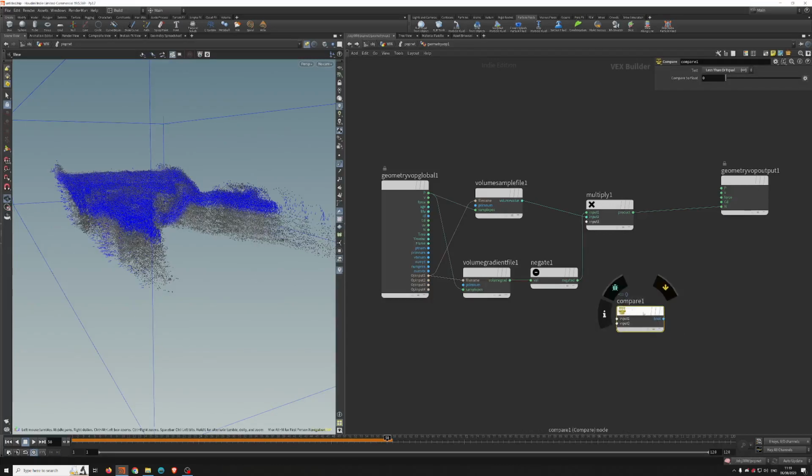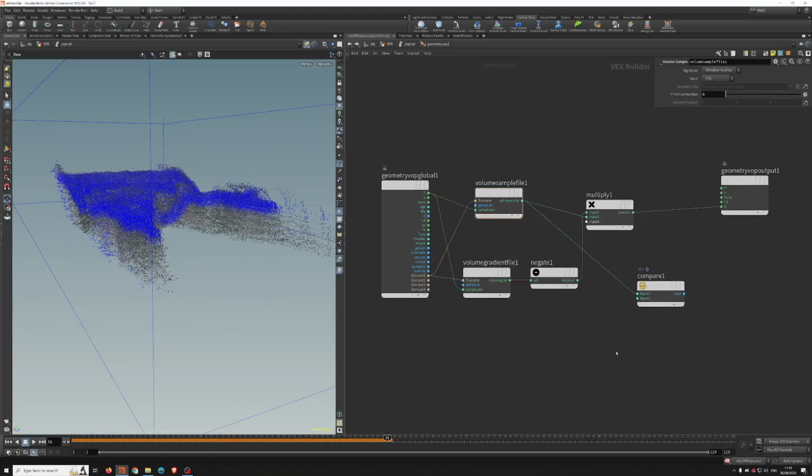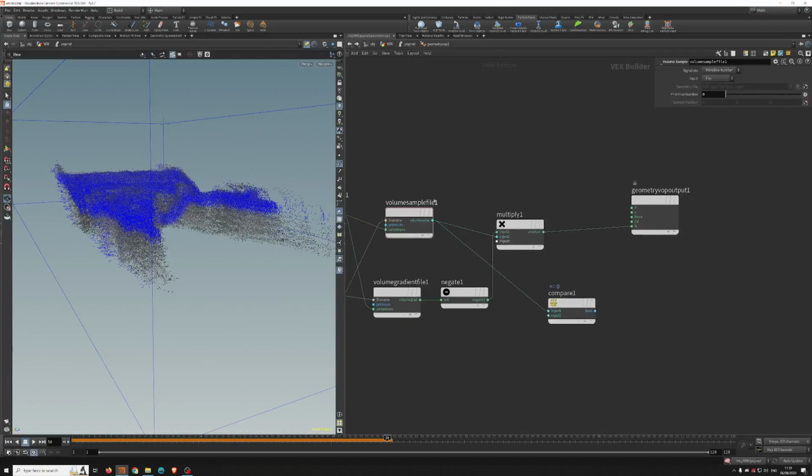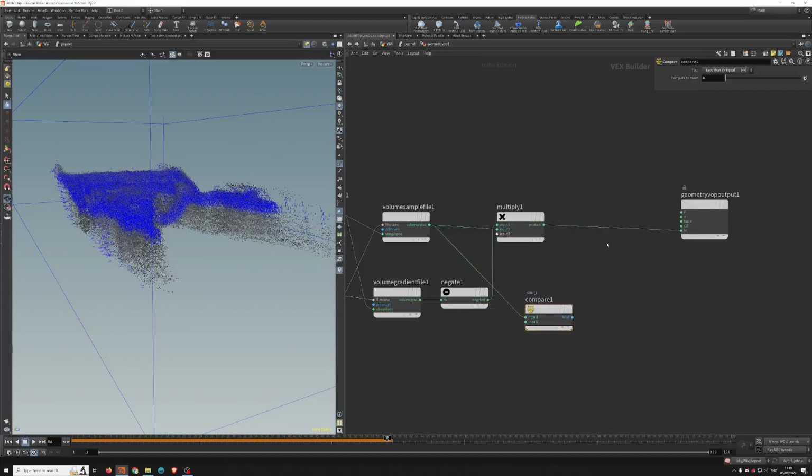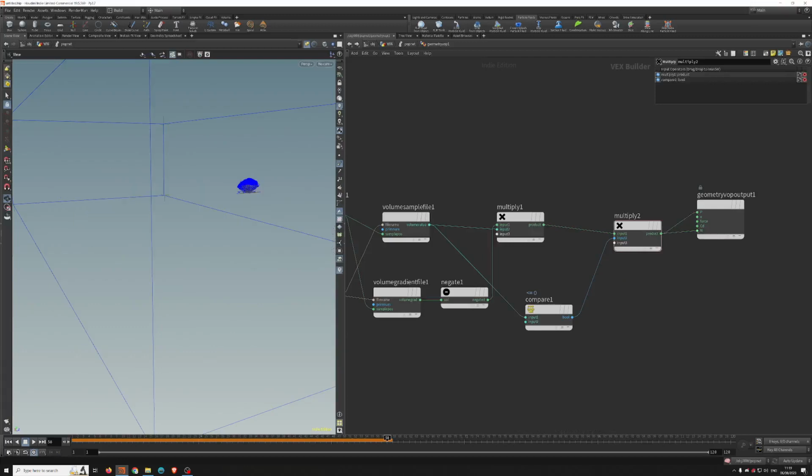So we need the sample file, this one, or you can call it the surface if you want. We need the surface, and this surface will tell us if the surface is less than 0, then do something. What to do is, of course, we multiply again this, we multiply it with this one, and we put it to the position.